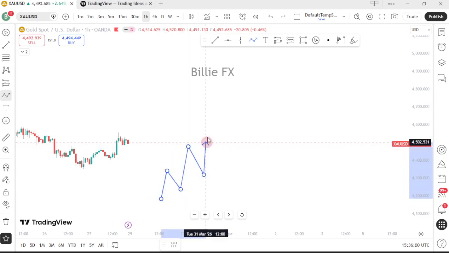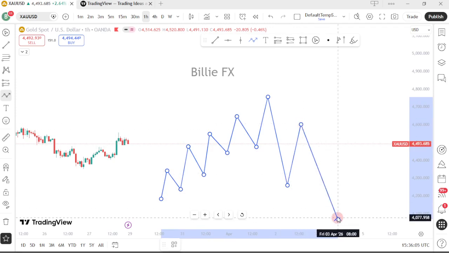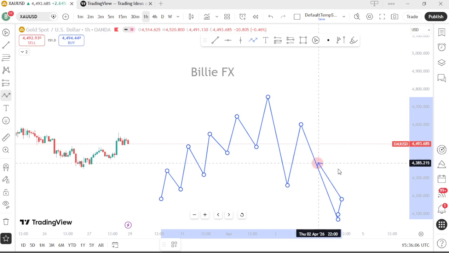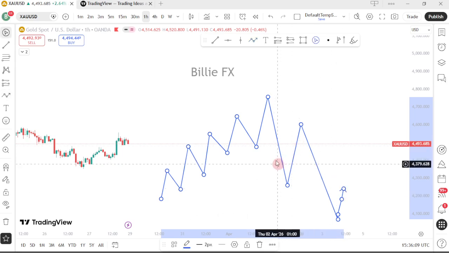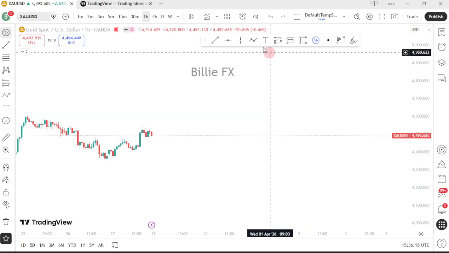Something like this can happen: trend change, pullback, and a continuation. And this is the classic change of character, right? Pay attention because this is very, very important. It will save you from a lot of stop losses.